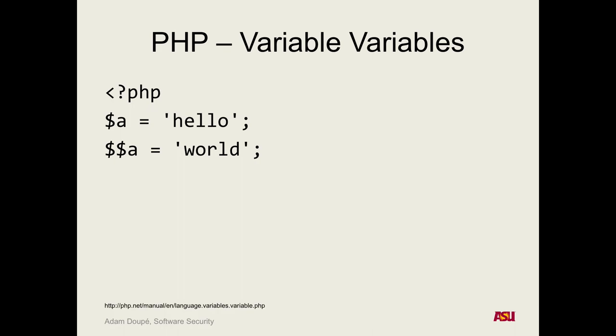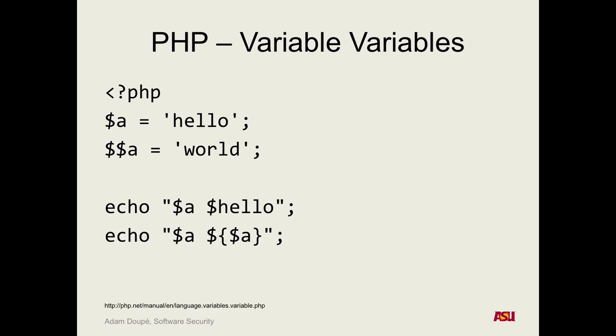Hello. Yeah, $hello. So now I can echo $a and then $hello using this great string substitution syntax. And I can echo $a and then dollar sign curly braces to specify I want dollar sign a here, so this is another variable. So this will output hello world twice.